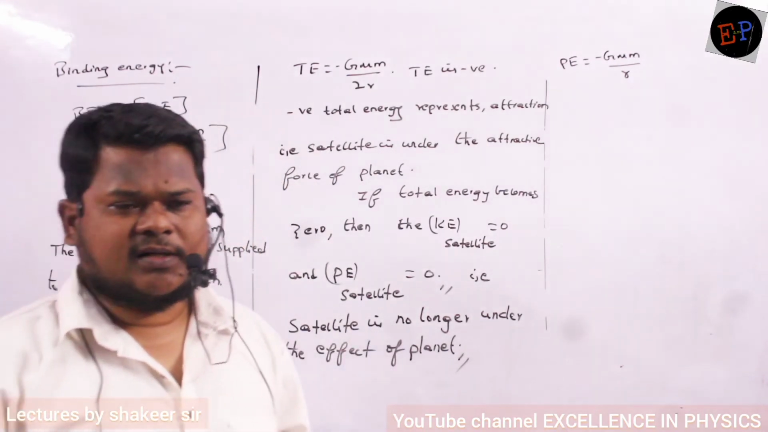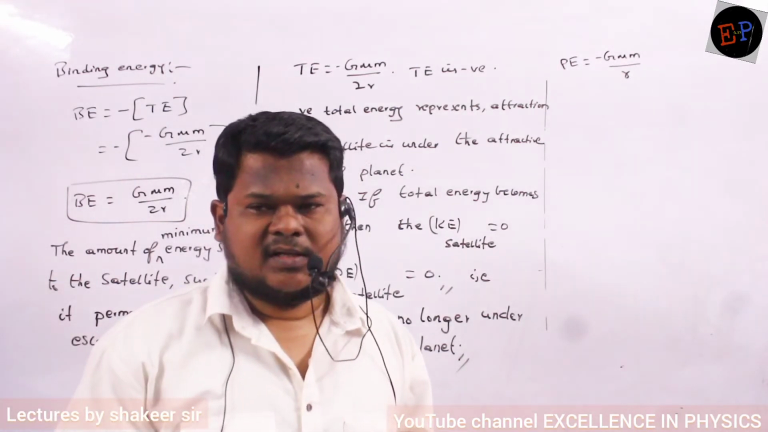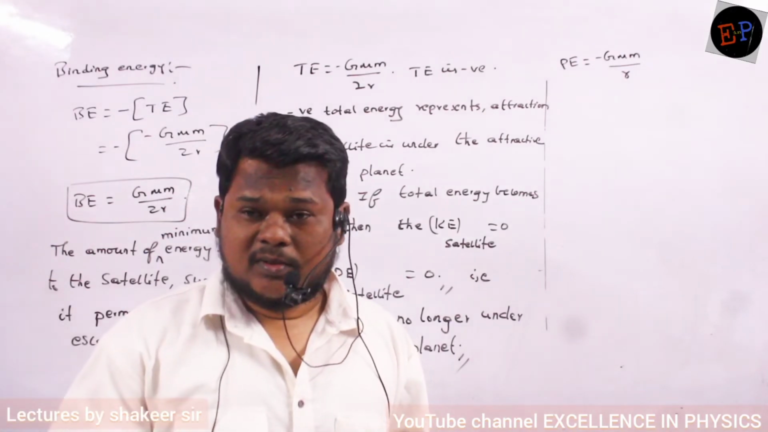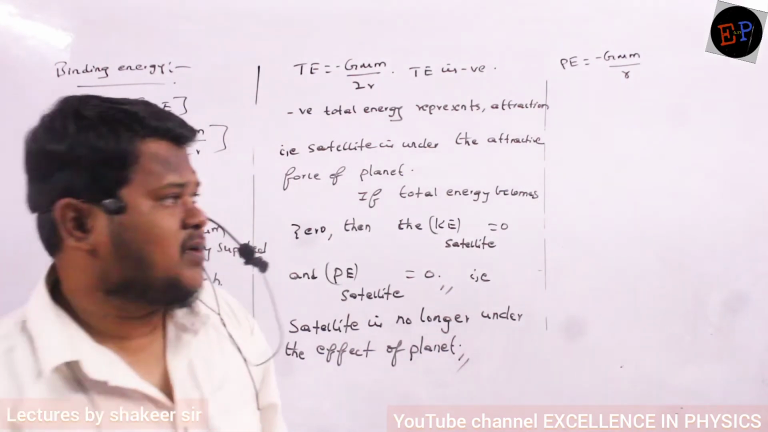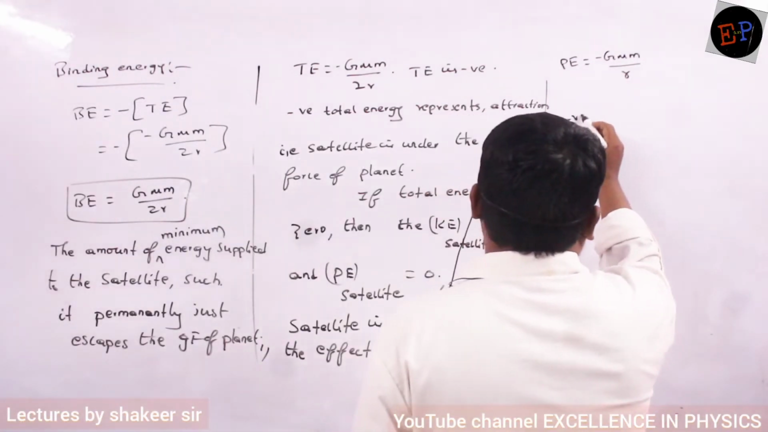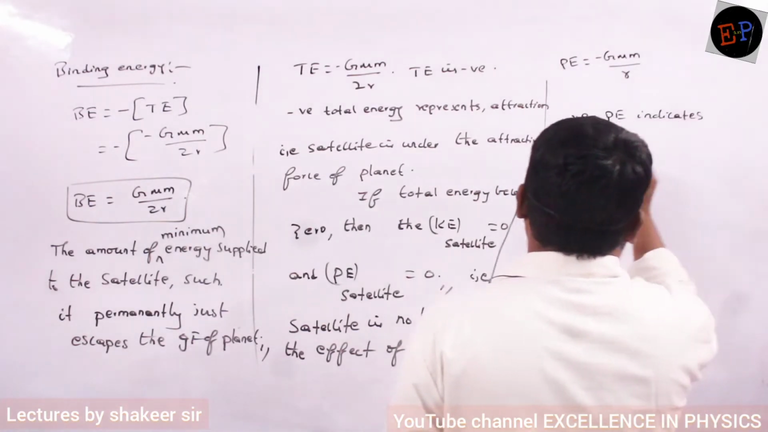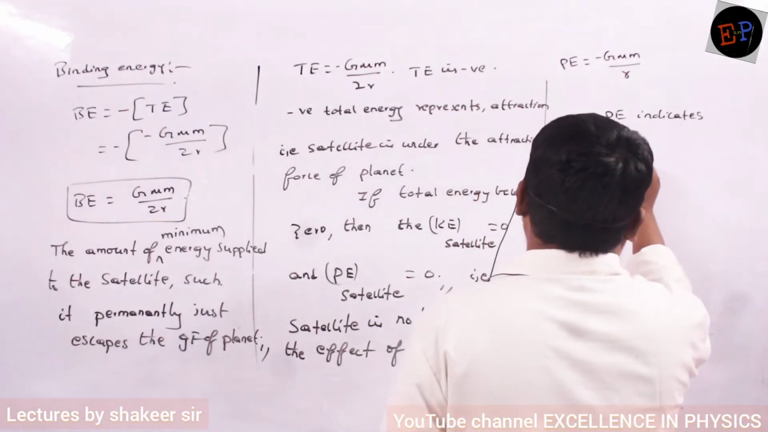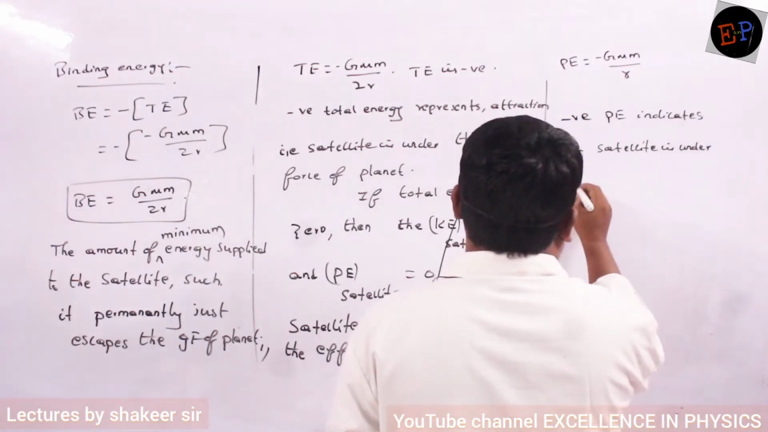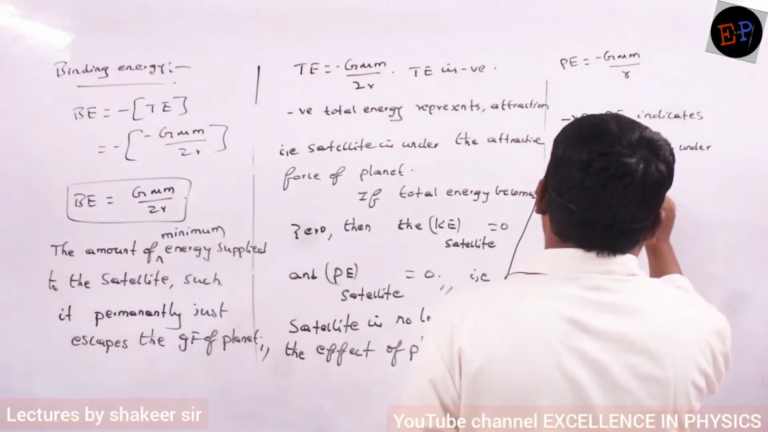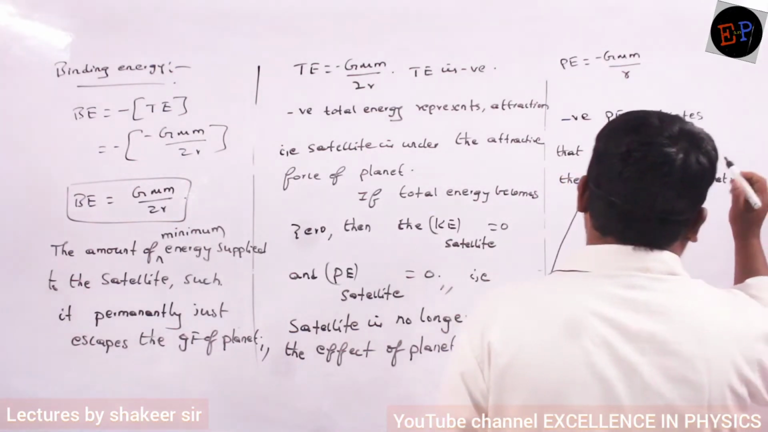Again, same concept. Potential energy negative indicates that the satellite is bound to that particular planet. So until you make potential energy 0, this satellite cannot escape the gravitational field of that planet. Are you able to understand? So therefore, negative potential energy indicates that the satellite is under the attraction of what? Attraction of the planet.